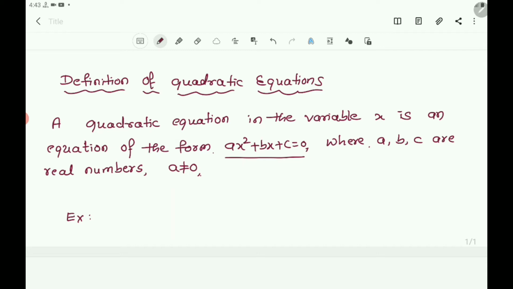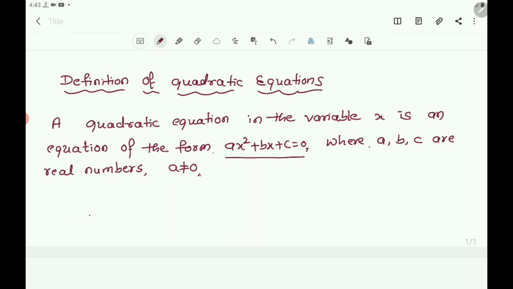If a equals 0, then ax square becomes 0. Then the equation becomes the form bx plus c equals 0, which is a linear equation. Therefore, a should not be equal to 0. B and c may be equal to 0. B may be equal to 0 or c may be equal to 0.